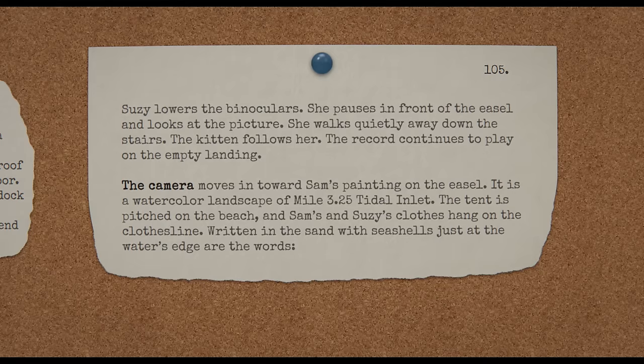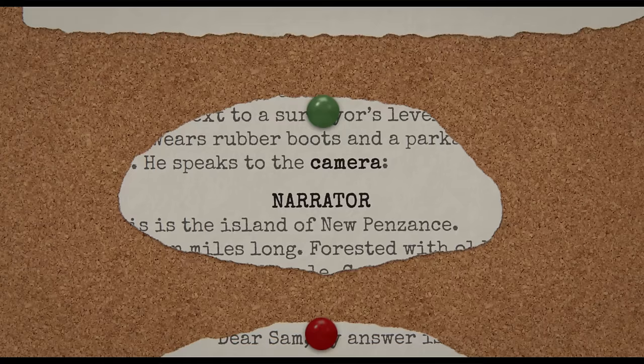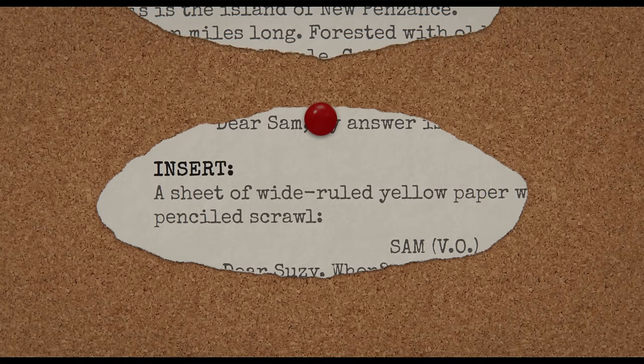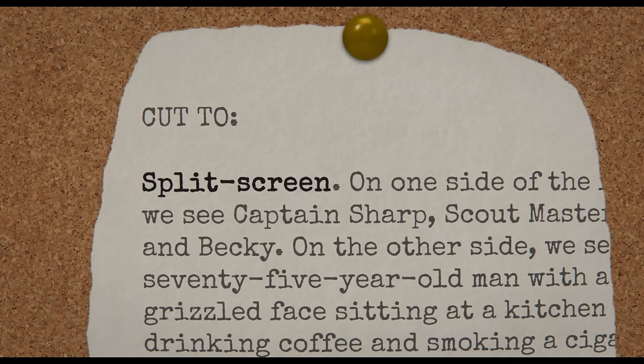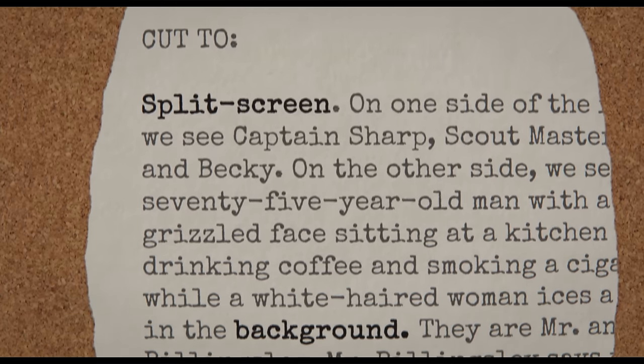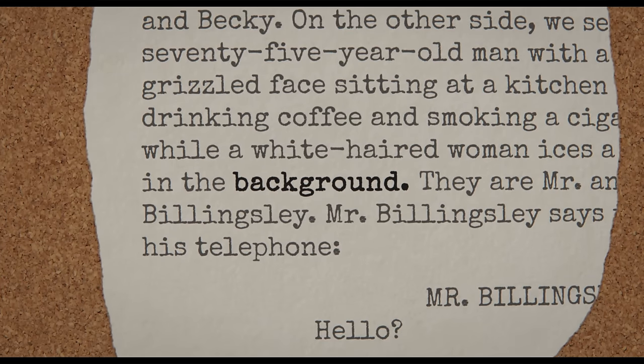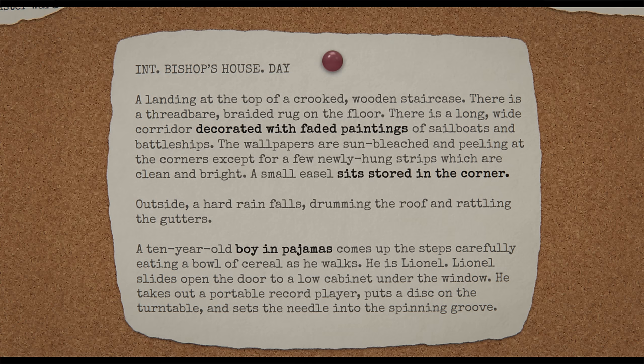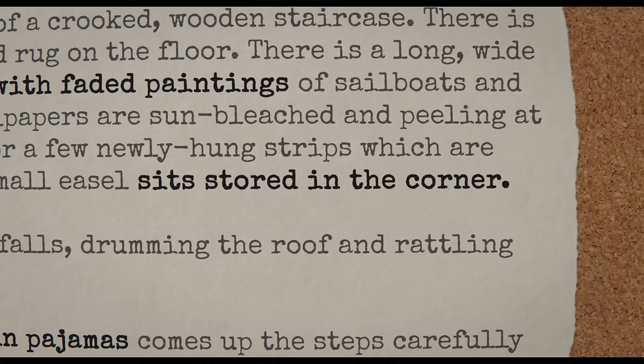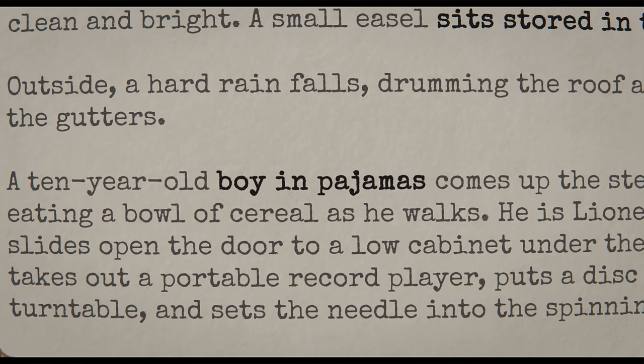There are very few specific mentions of the camera. The narrator directly addresses it. Insert shots are noted. Split screen is described. Any other camera visuals are implied by the mention of elements in the foreground or background. Lastly, many of the visual details that Anderson is known for can be found in the screenplay as well. The action lines note specific decorations, placements of objects, and costume details.